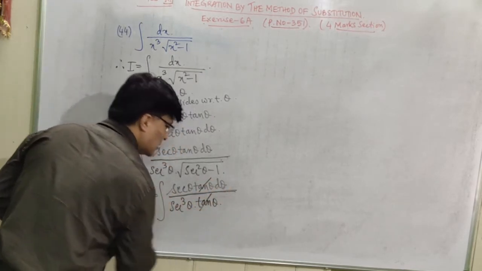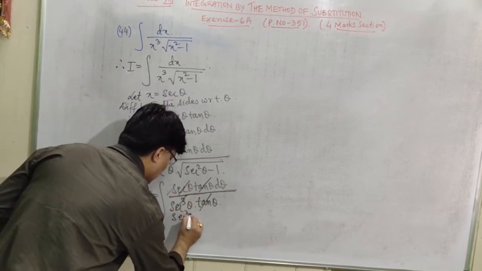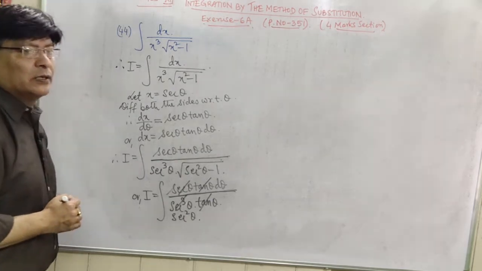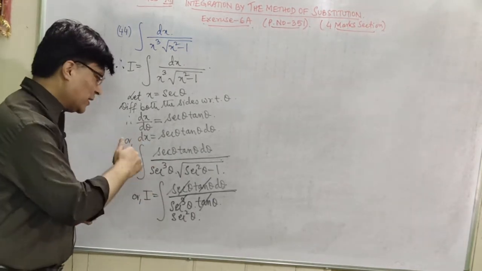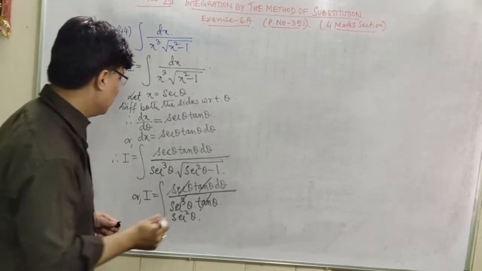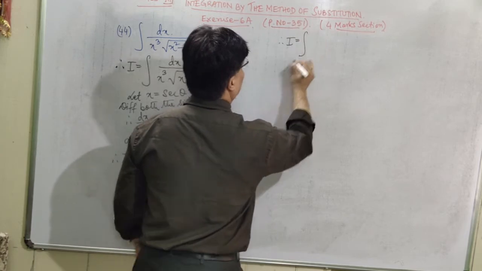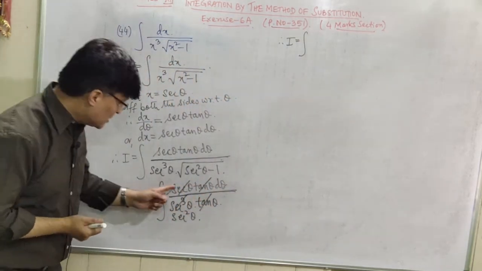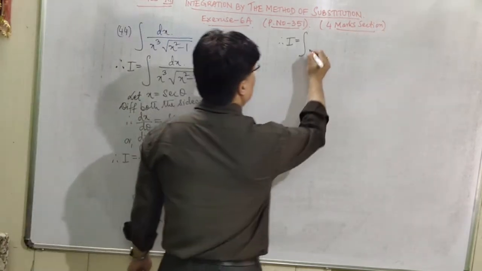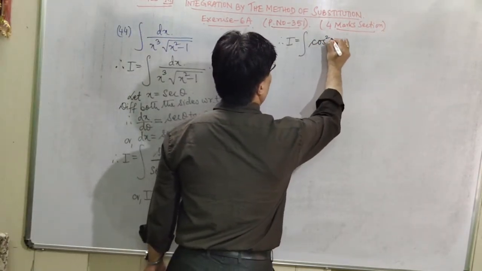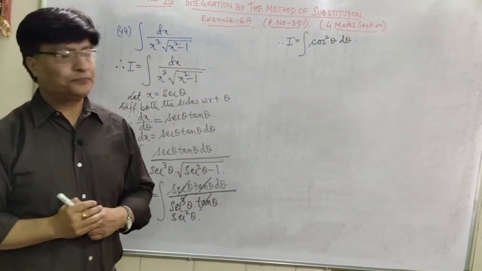So here you can cancel this tan theta, and sec cube theta is cancelled by sec theta, that is we get sec square theta in the denominator. So therefore I is equal to the integration of 1 by sec square theta, which is cos square theta, so it is cos square theta d theta. I think you have understood it.